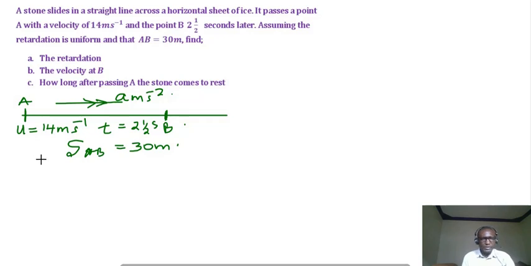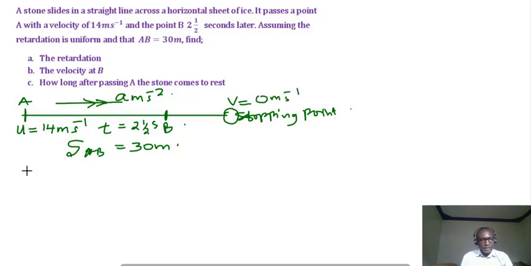Now, we shall have to extract the information that we have. And before we extract the information, we have to know that if this body is moving with a uniform retardation, there will come a time, much as it will pass point B, but there will come a time whereby it will have to stop. So this is the stopping point. At the stopping point, the velocity of the body is 0 meters per second.